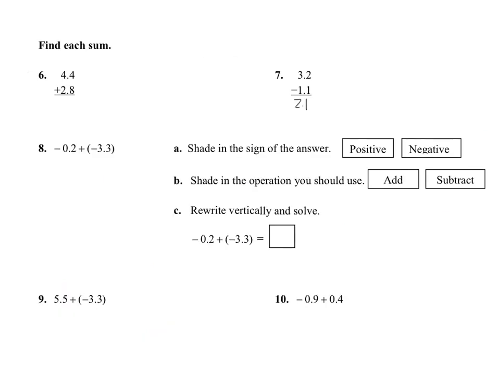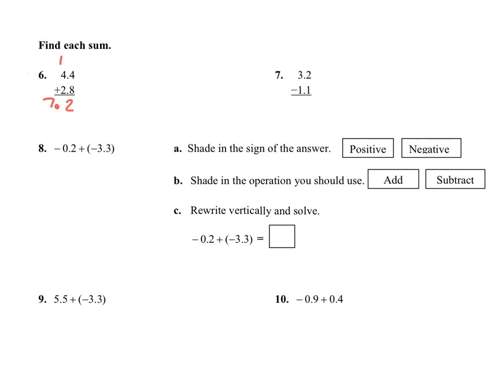Okay, let's go to the back side. On the back side of this worksheet, we're going to be working with decimals. So your instructions for this part is just to find the sum. So on number 6, you've got 4.4 plus 2.8. Both of those decimals are positive, so you just add them. Okay. So what's 4 plus 8? 4 plus 8 is 12. Carry the 1. 4 plus 2 is 6, plus 1 more is 7, and then you can bring down the decimal.